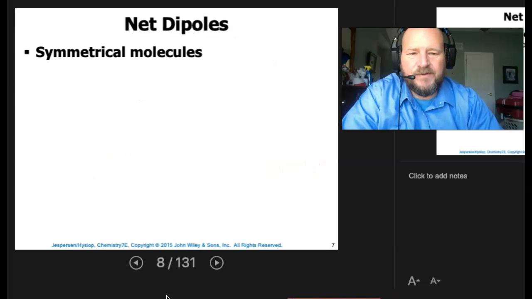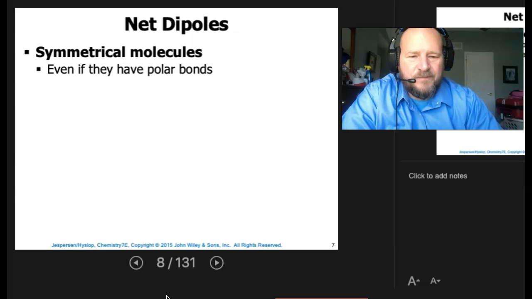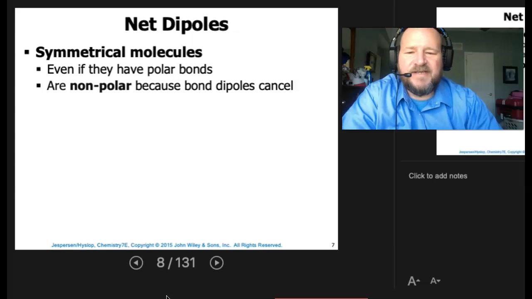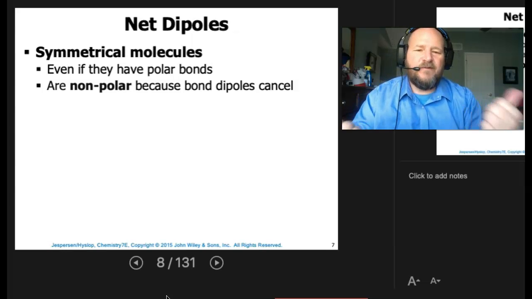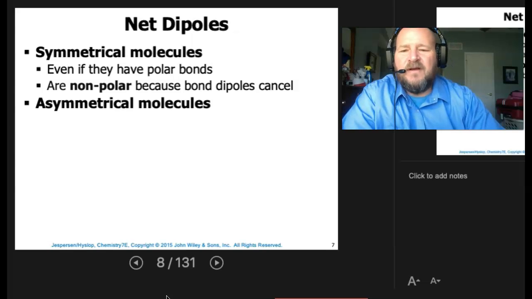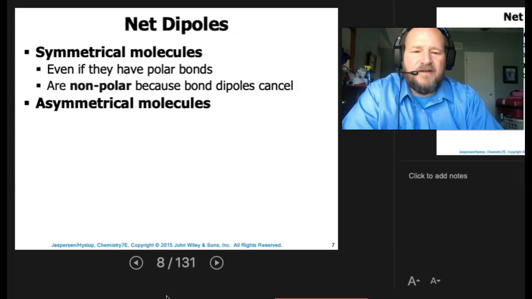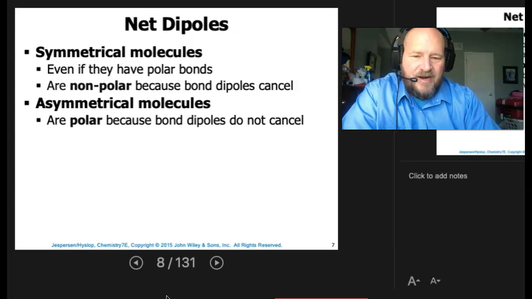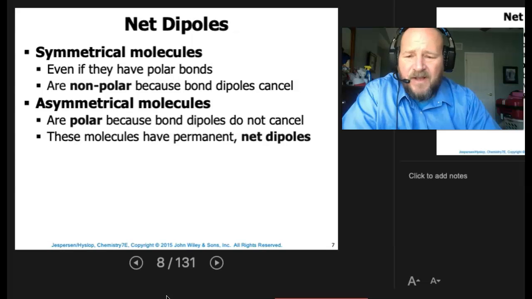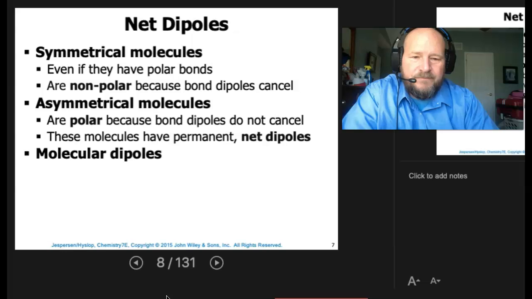Now, net dipoles, remember we looked at symmetrical molecules. Even if they have polar bonds, can be nonpolar because the dipoles will cancel each other out. Things like CO2, we saw that cancel out. Oxygen pulled left and the other oxygen pulled right equally, therefore they cancel each other out. Now, if we have an asymmetric molecule, these will end up being polar because the dipoles are not canceling each other out. These molecules have a permanent dipole, right? And that's a net dipole.